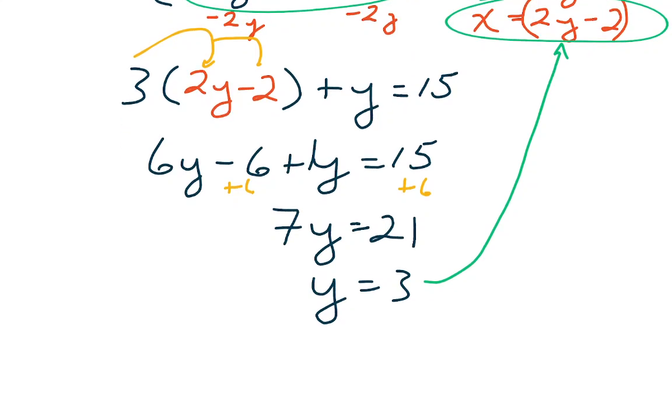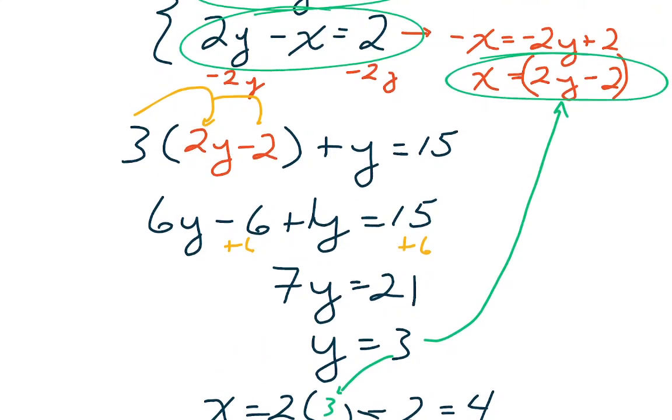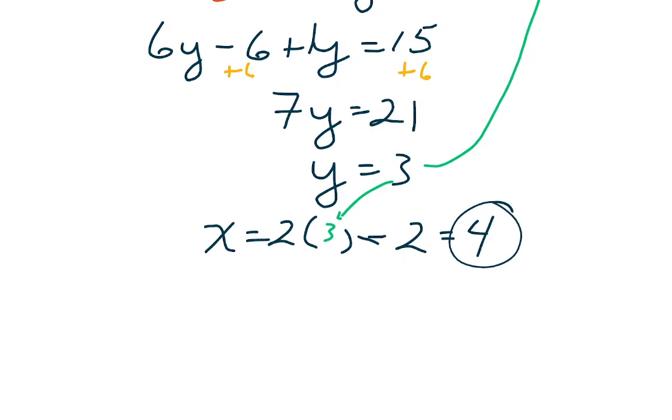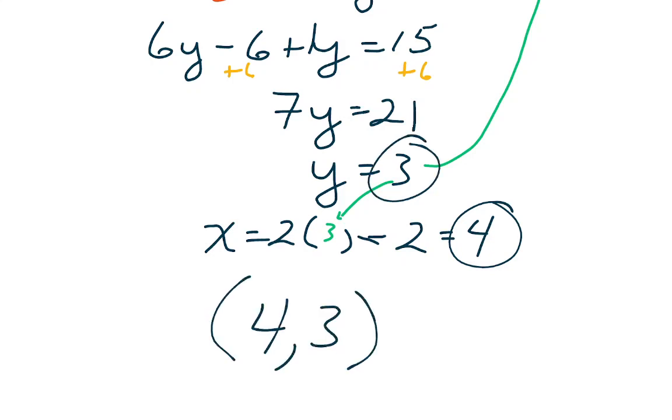So I can see that that would mean that x has to equal 2 times y minus 2, that is 2 times 3 minus 2. That's 6 minus 2, and of course, that comes out to be 4. Now be careful. x equals 4, y equals 3. We want to write that as an ordered pair as 4, 3.